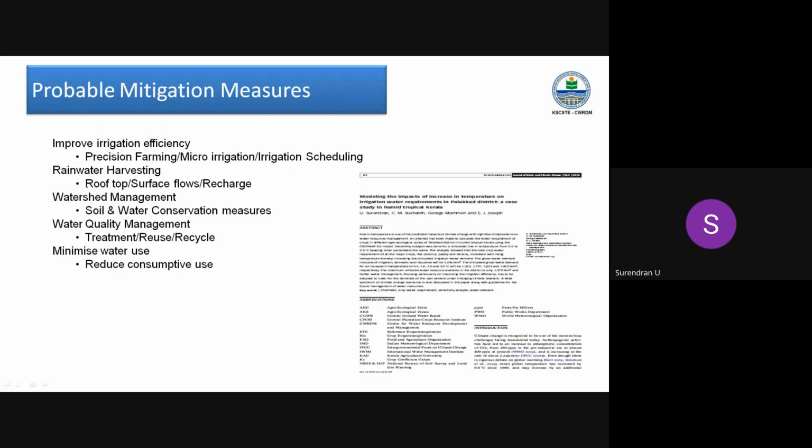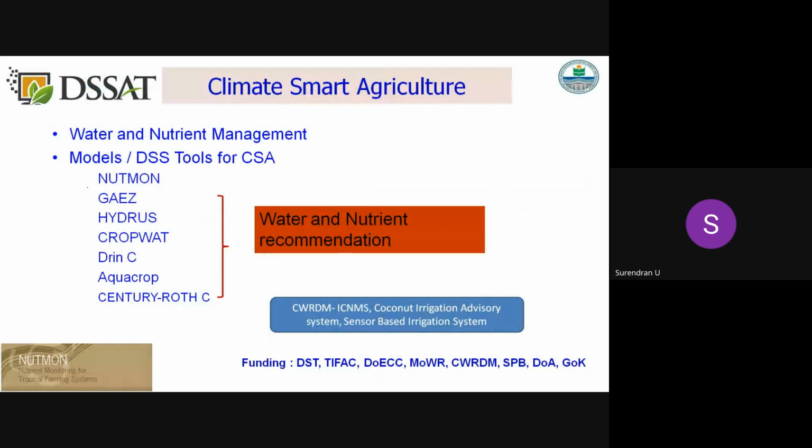And these are some of the techniques. One is improving irrigation efficiency through precision farming, micro irrigation, proper irrigation scheduling, and watershed management, then rainwater harvesting, especially for water scarce areas, then water quality management, and minimizing the water use. So there only we have applied these decision support systems, especially whichever I was discussing, like NACMON, Global Agricultural Zonation, Hydrus, Cropwatch, Grunsi, Aquacrop, and Century.